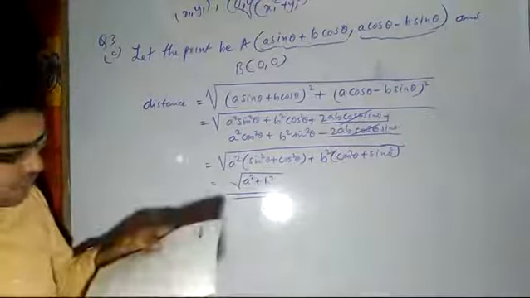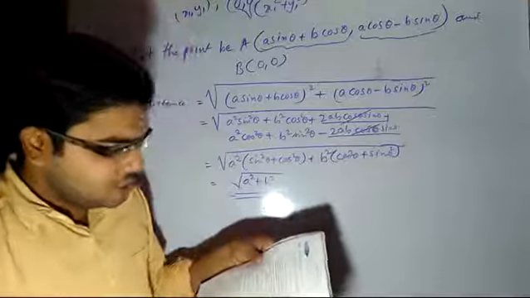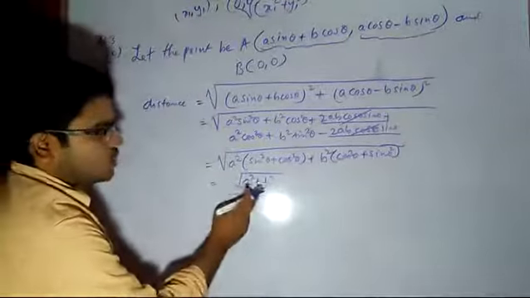Okay, it is independent of theta. It is a proving part, so we will not see the answers here. It is directly given. It is independent of theta. So the answer will be root under a square plus b square.